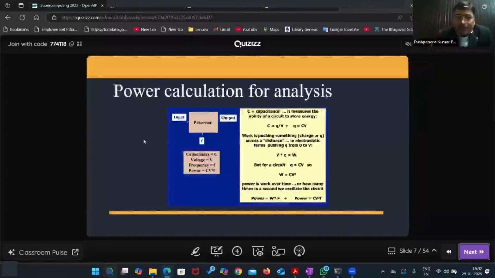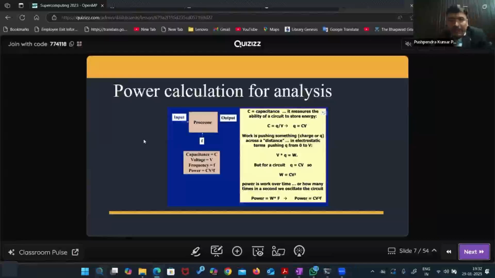Now if we try to calculate the power, what I am reflecting here is, let's say C is the capacitance, V is the voltage, and Q is the charge, right?